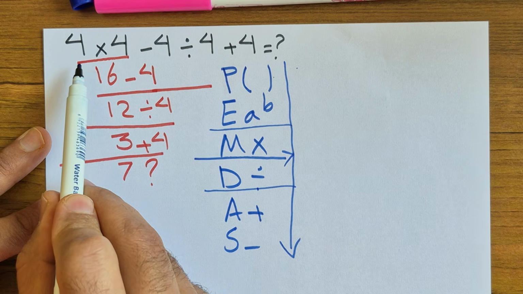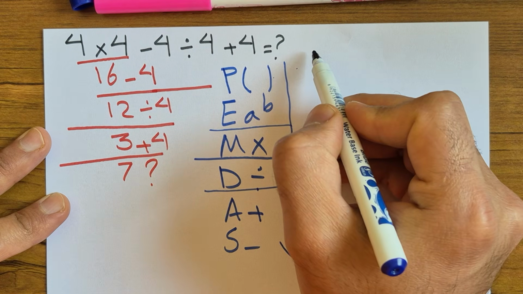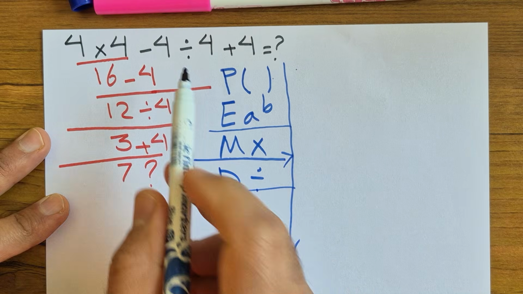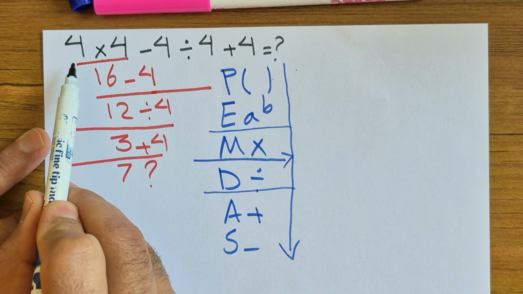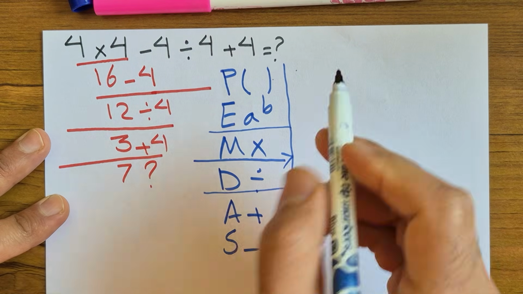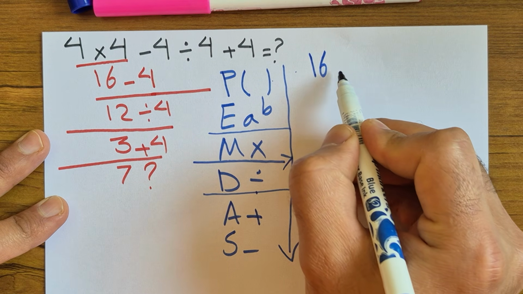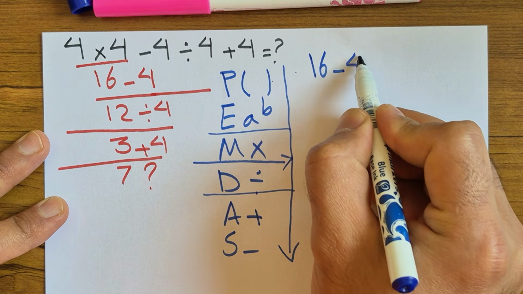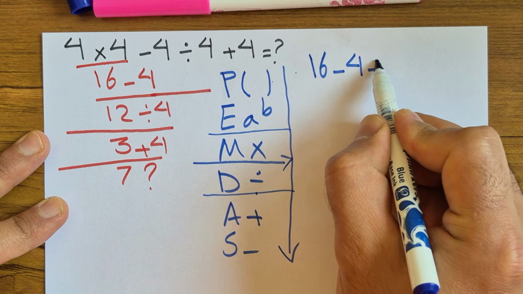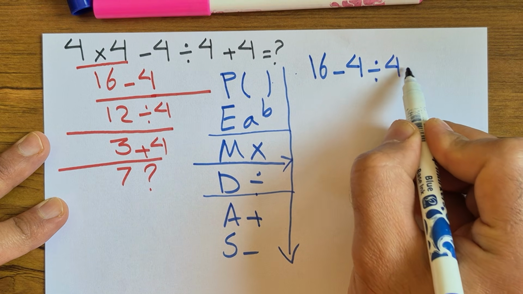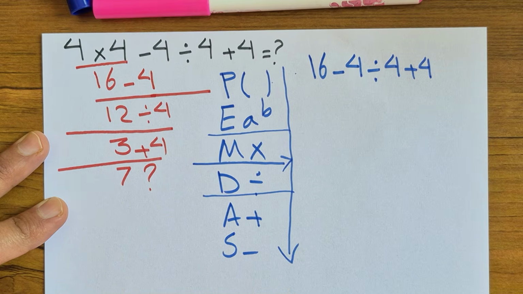So we have multiplication. We should get rid of the multiplication and division at first, but at first we see multiplication. So let's do this. 4 times 4 gives us 16, right? Then let's write everything down again. 16 minus 4 divided by 4 plus 4, okay?